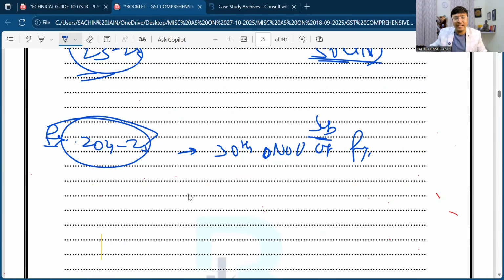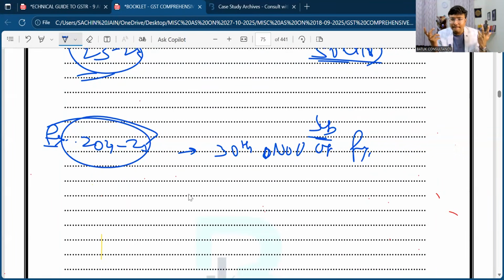I think this timeline everyone knows. 30th November of the subsequent financial year. That is for financial year 2024-25, the timeline will be 30th November 2025. Now 30th November is not any due date for filing any return.